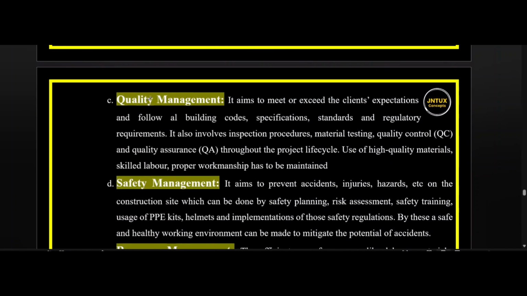The third management objective is quality management. It aims to meet or exceed the client's expectations and follow all the building codes, specifications, standards, and regulatory requirements. It also involves inspection procedures, material testing, quality control, and quality assurance throughout the project lifecycle. The use of high quality materials, skilled labor, and proper workmanship has to be maintained.